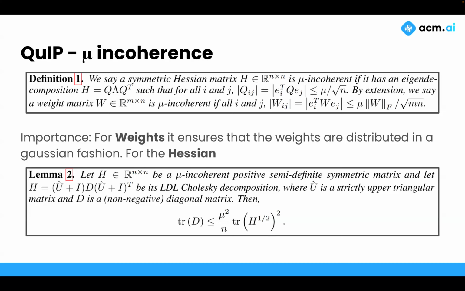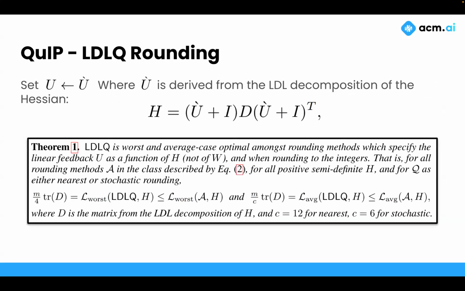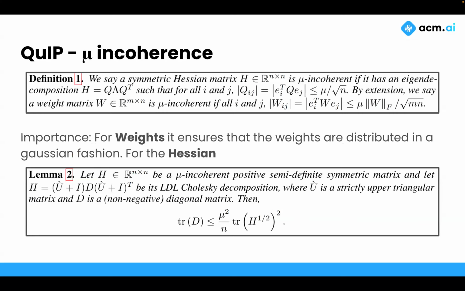So why do we care about this? Well, for weights, it ensures it's Gaussian distributed, which is good for quantization. For the Hessian, it actually allows us to put a bound on the trace of D, which, if you'll note from the previous slide, is what our worst and average case quantization error is around. So then, if we can enforce mu incoherence, we can provide an upper bound on the quantization error.